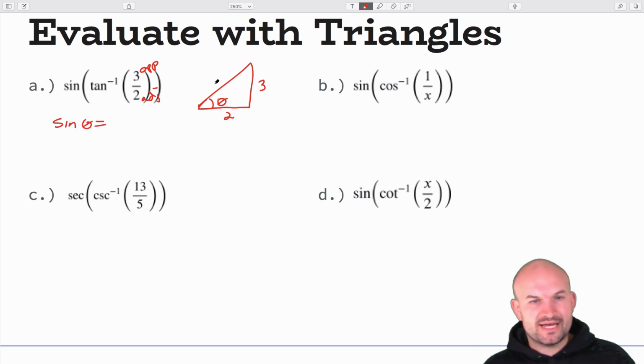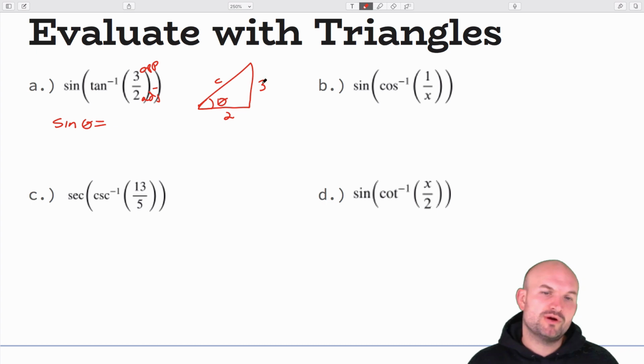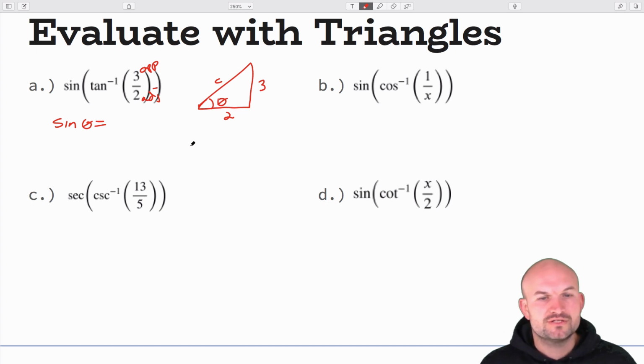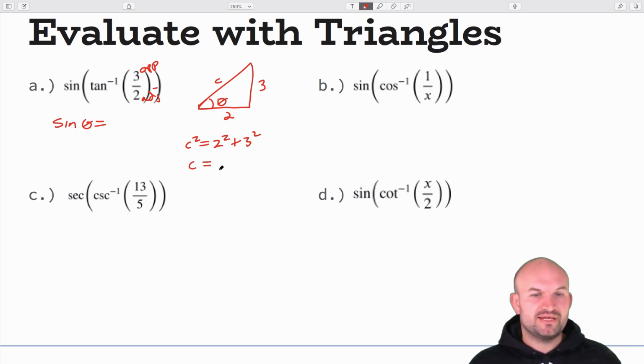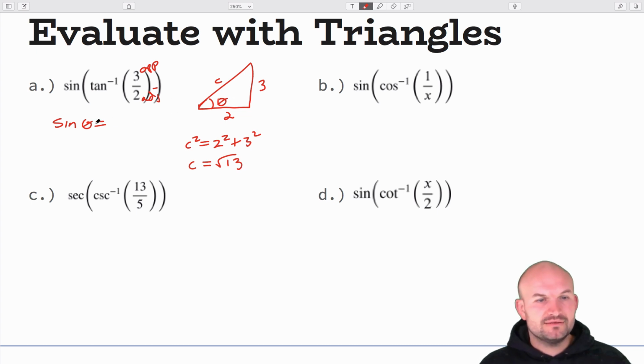So let's do the Pythagorean theorem. Let's call this c. So c squared equals 2 squared plus 3 squared. We've already done this plenty of times. So that's going to be the square root of 13. So the sine is going to be opposite, 3, over the square root of 13.